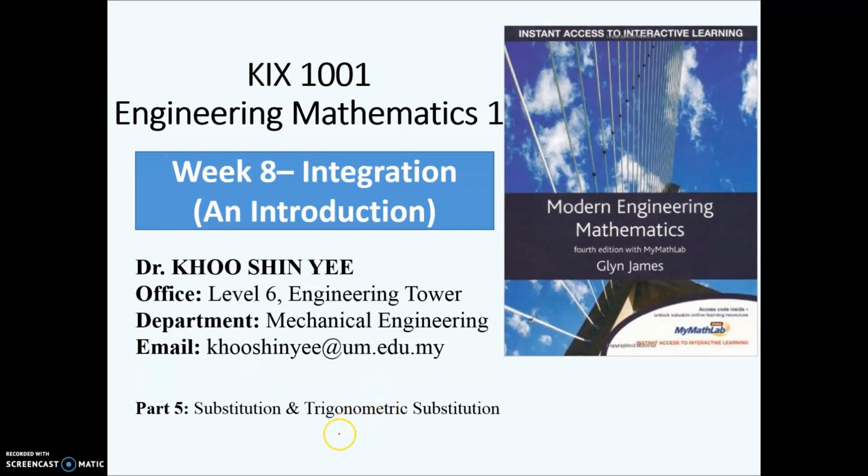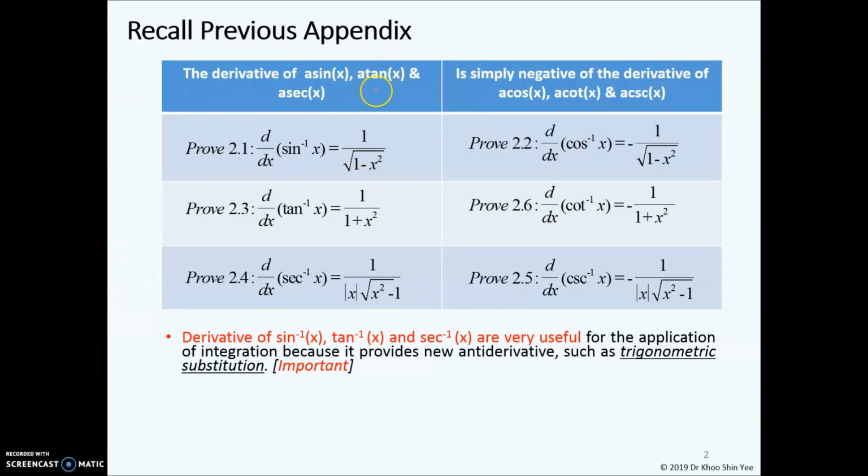Hi, in this video we will discuss the trigonometric substitution. Before we continue, please recall that previously when we differentiate the inverse function for sine, tangent, secant, or the cos, cotangent, cosecant, we found that we are able to get something in rational function which has the component a squared plus b squared. You can see all of the terms here are in a squared plus b squared form.